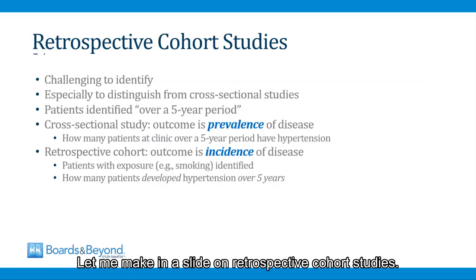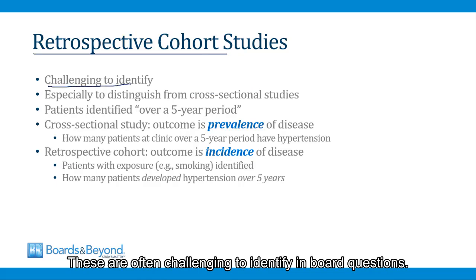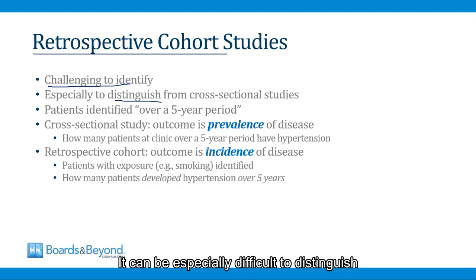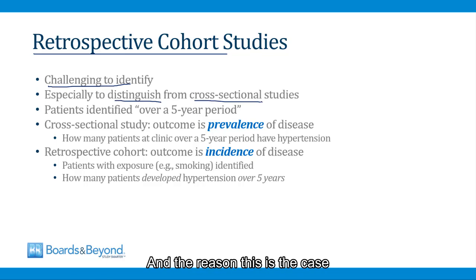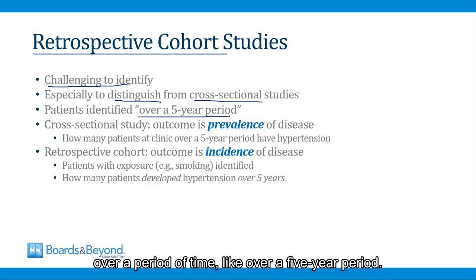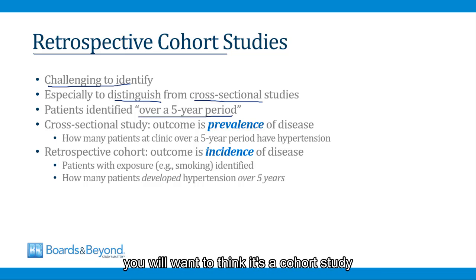Let me make an aside on retrospective cohort studies. These are often challenging to identify in board questions. It can be especially difficult to distinguish a retrospective cohort study from a cross-sectional study. And the reason this is the case is because in both types of studies, the study may describe individuals identified over a period of time, like over a 5-year period. When you see a time period, you will want to think it's a cohort study and not a cross-sectional study, but that's not always the case.